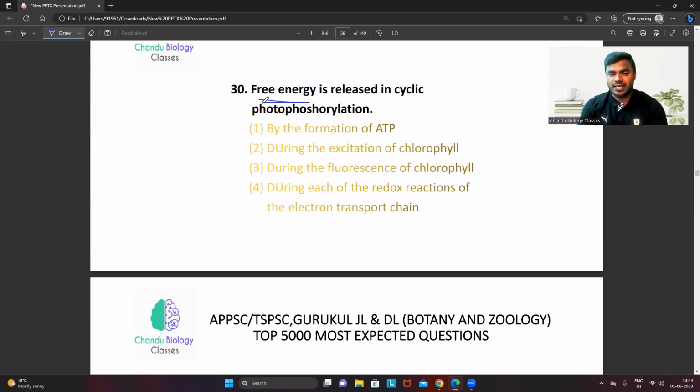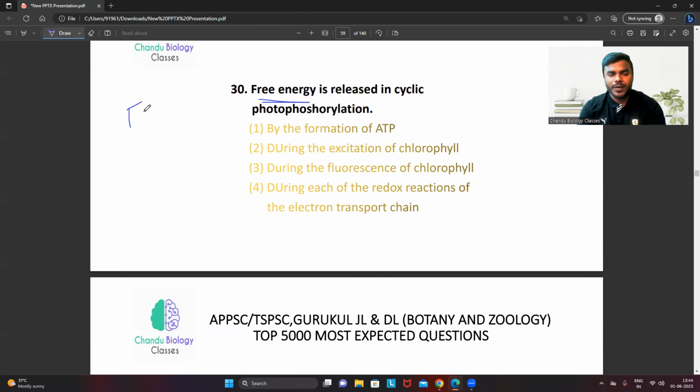Free energy, they are asking, is released in the cyclic photophosphorylation. Not to get confused with this particular point. They are asking when the free energy is getting released. I don't know whether you remember my words or not. In the morning class only I have explained to you.